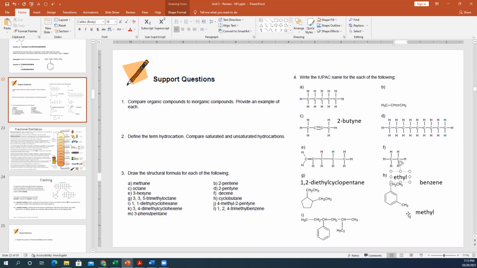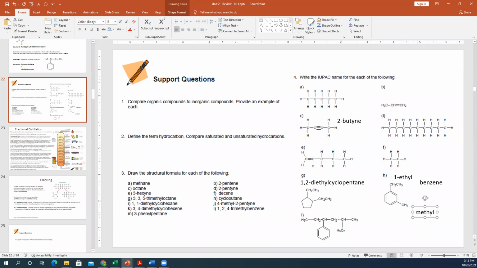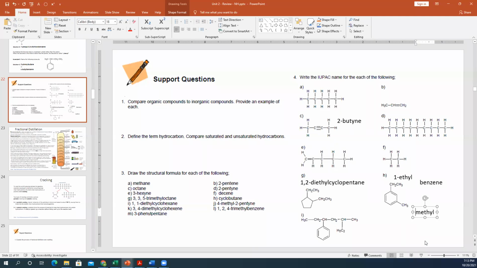Who wants to take a stab at this one? 1 and 3. 1 and 3 is better than 1 and 5. Yes, we want to keep numbering simple. So 1 and 3. So our ethyl is going to be on carbon 1, so it's a 1 ethyl. And our methyl is going to be on 3, so it's a 3 methyl.